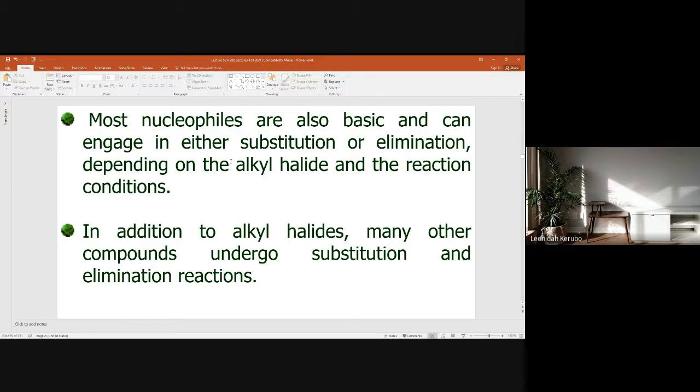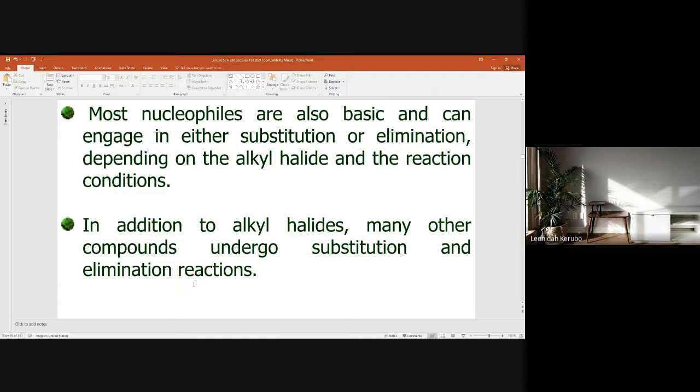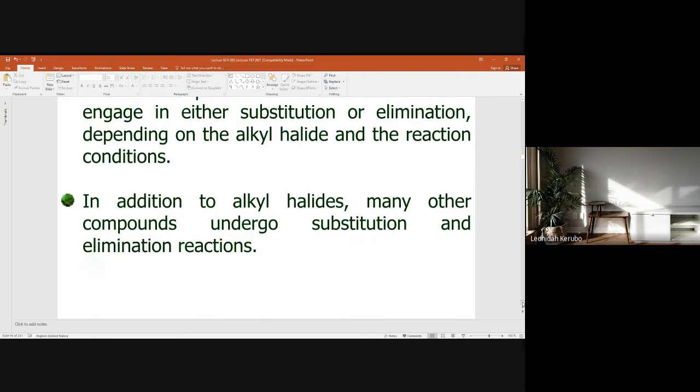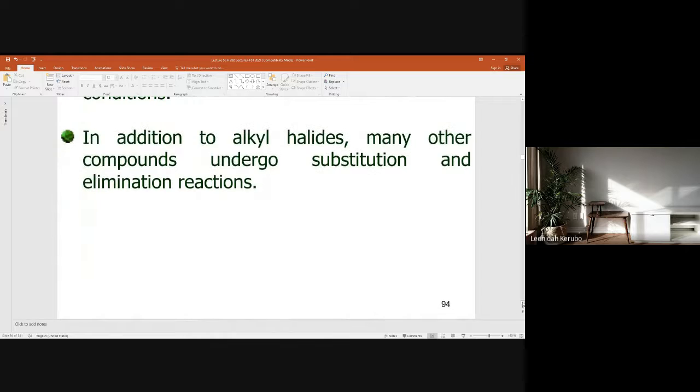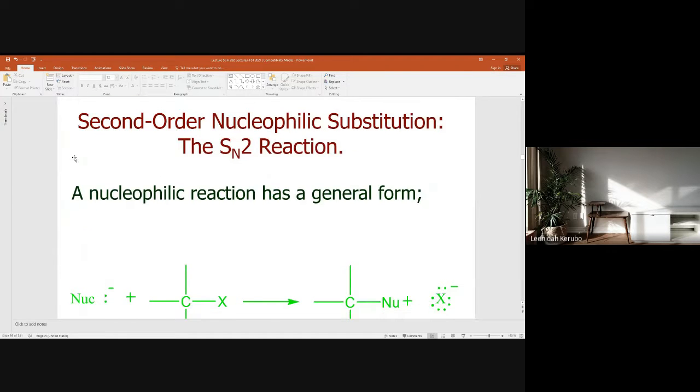In addition to alkyl halides, many other compounds undergo substitution and elimination reactions, like alcohols. The only difference, as I've said, is that for alcohols, the first step is to convert the hydroxyl group into a better leaving group, and also to make the carbon which is bearing the hydroxyl group more electrophilic, so that it can react with different nucleophiles or bases to form double bonds or alkenes, or so that the hydroxyl group can be substituted by other groups. So we'll start discussing the second order nucleophilic substitution reactions, which you've heard me talking about, that is the SN2 reaction.